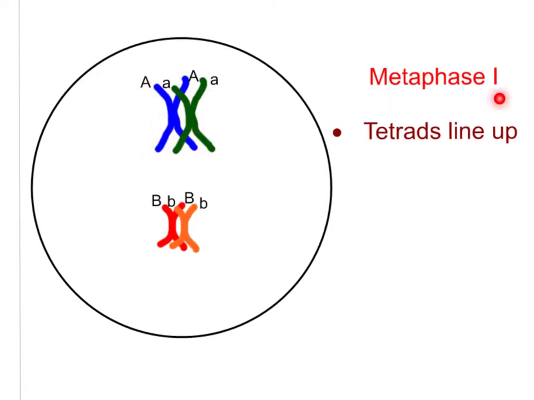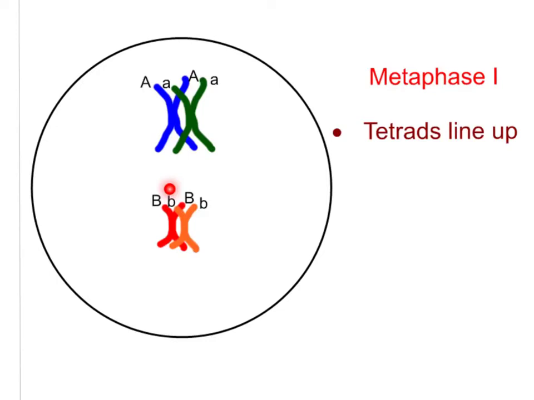So in metaphase 1, the tetrads line up along the equator. This is different from mitosis. In mitosis, there are simply chromosomes lining up along the equator. In meiosis, metaphase 1 sees tetrads lining up along the equator, paired chromosomes.